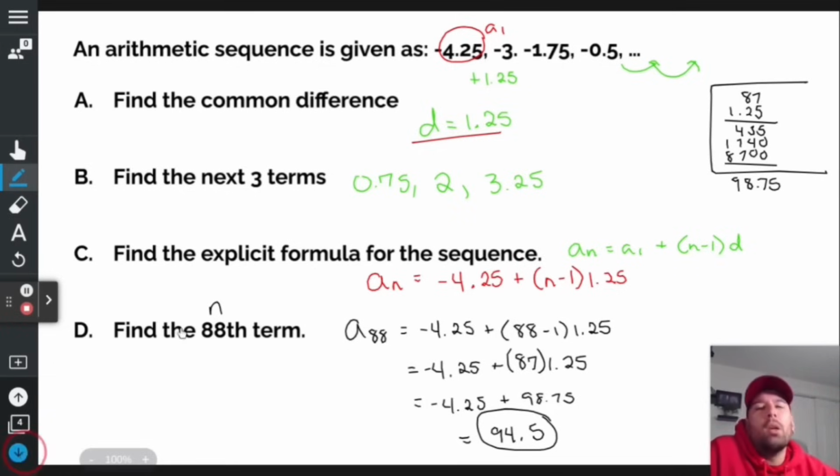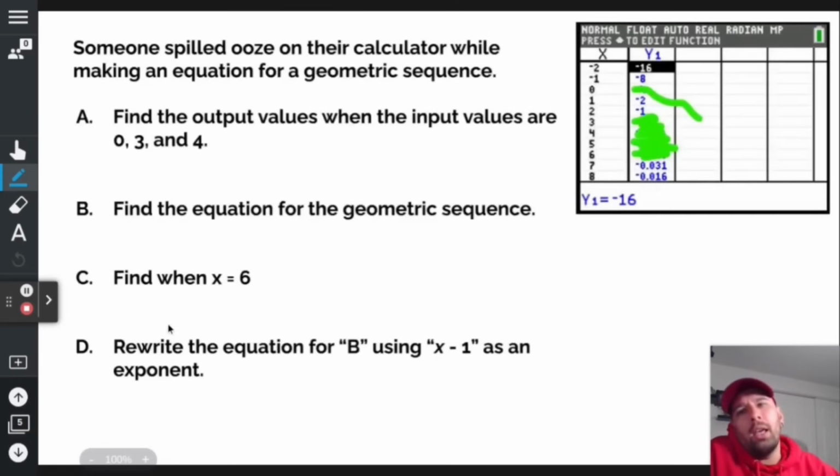Next one. Oh, someone spilled ooze on their calculator. What were these, Ninja Turtles using math stuff? While making an equation for a geometric sequence.